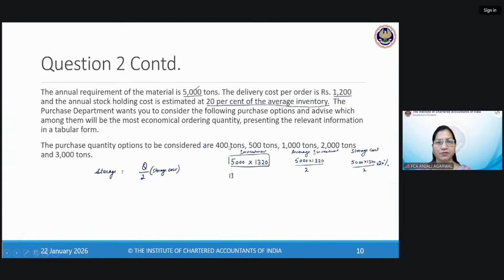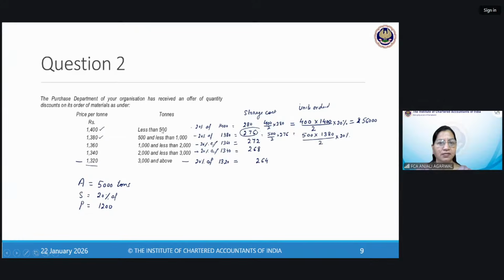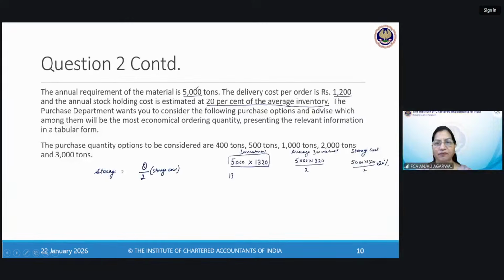Purchase quantity options to be considered are also given here. If it is not given, it also makes sense to take any figure less than 500, and then exactly the lowest figure at which we are getting the discount. So 500, because 500 and less, 1,000 and less, 2,000, 3,000. So we'll take these figures: 400, 500, 1,000, 2,000, and 3,000.